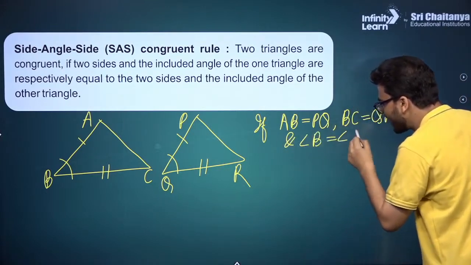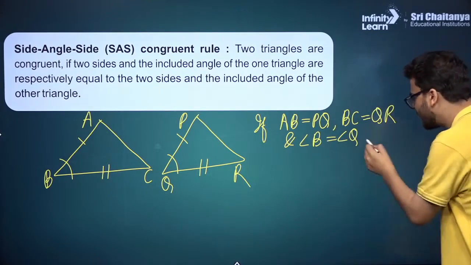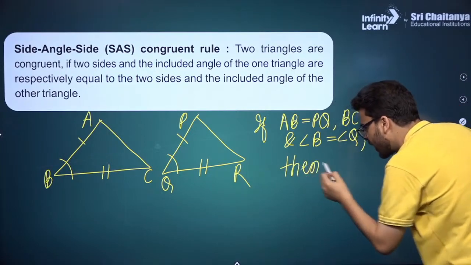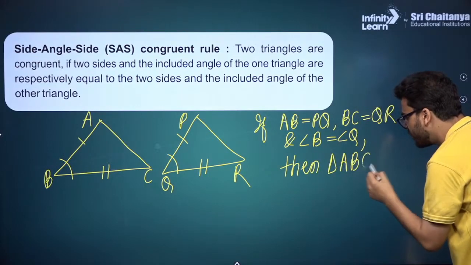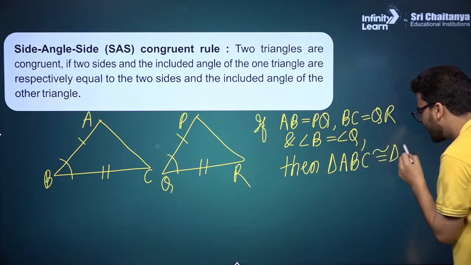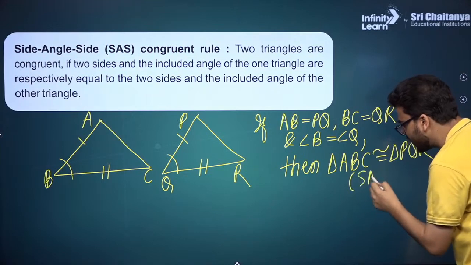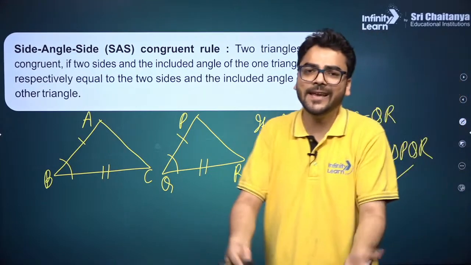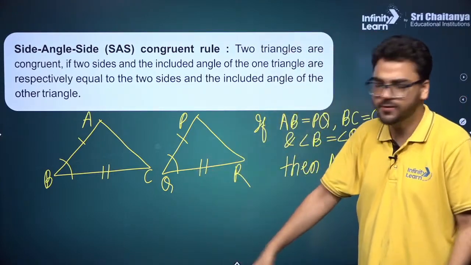So if two sides and the included angle between those two sides are equal, then you can conclude that the triangles are congruent. Then you can conclude the triangle ABC is congruent to PQR, and you will write in bracket SAS congruency criterion. You got that logic? SAS only you have to write. And obviously if they are congruent, other corresponding parts will be equal.